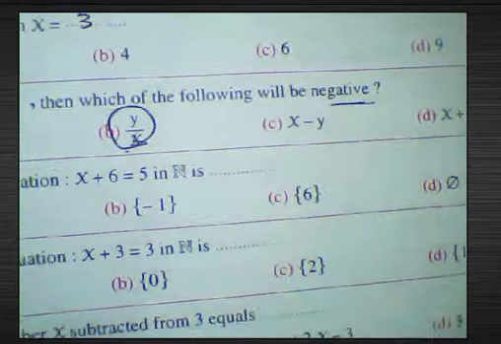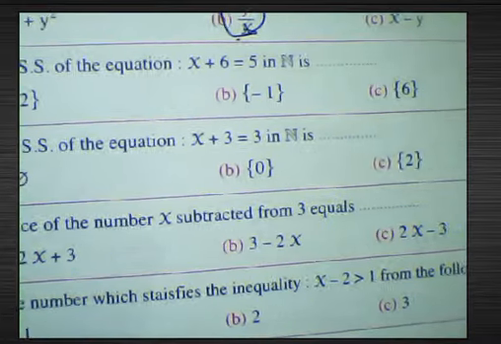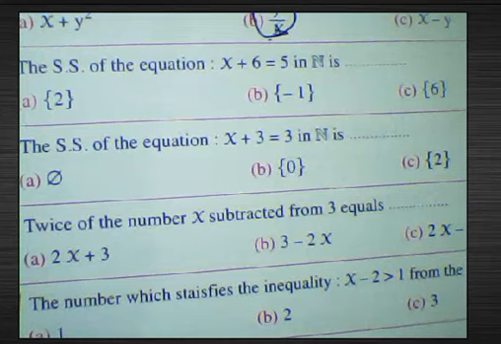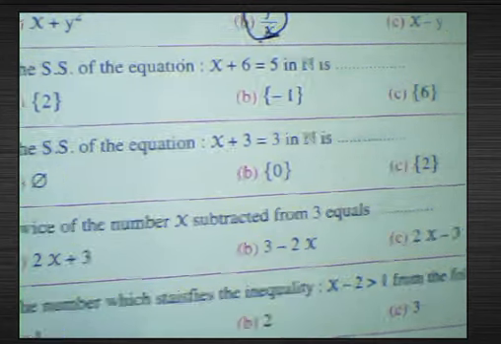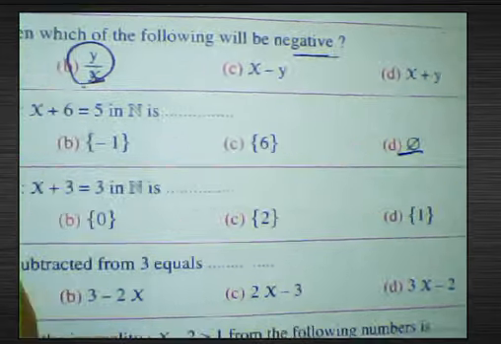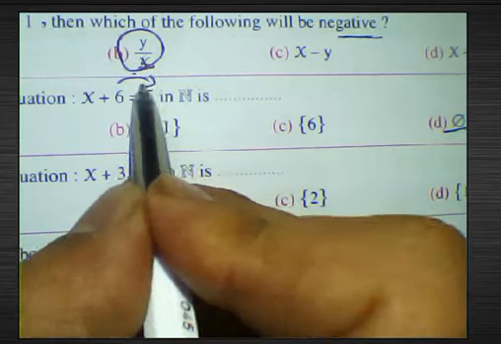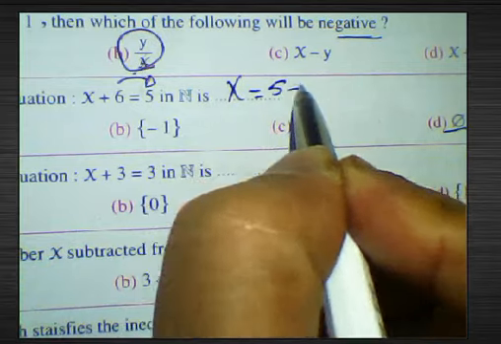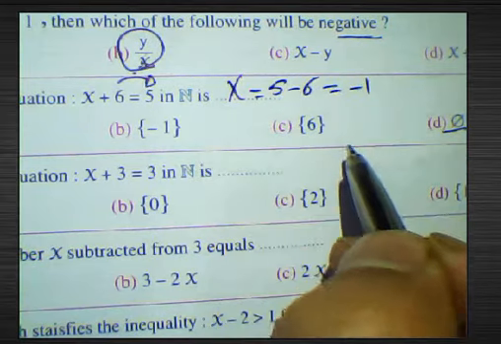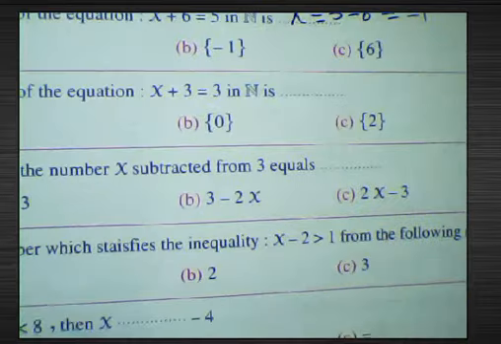He asked about negative. The solution set of the equation x plus 6 equals 5 in N. Null set, okay? We must choose letter D. Why? Because we move the digit from the left hand side to the right hand side, then x equals 5 minus 6 equals -1. This is the null set.